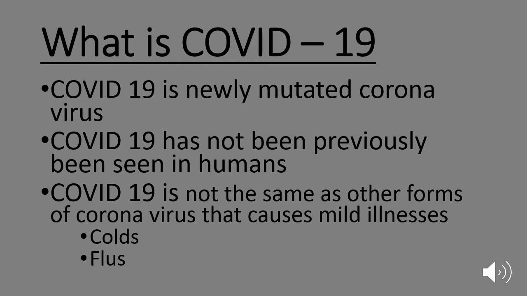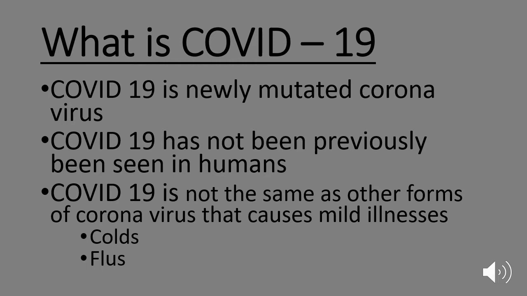So what is COVID-19? Well, COVID is abbreviated for coronavirus, and 19 refers to the year that it was discovered. This was discovered in late 2019 initially, and so that's why we have the name COVID-19. COVID-19 is a newly mutated coronavirus. You will hear the news say things such as, this is a novel virus. That's just meaning it is a new mutated coronavirus.